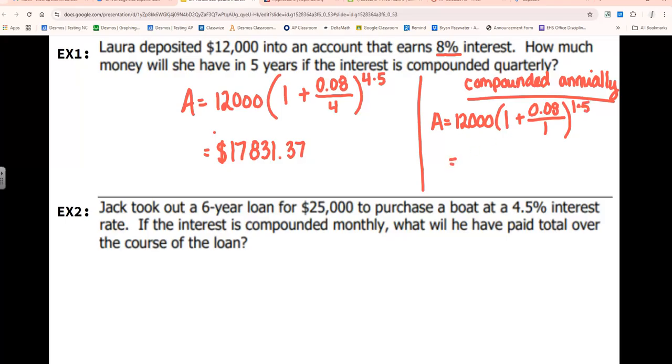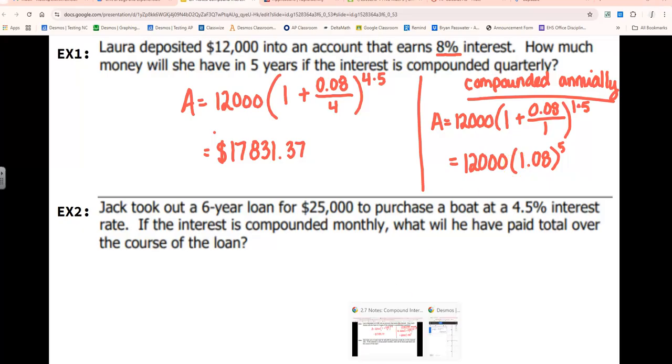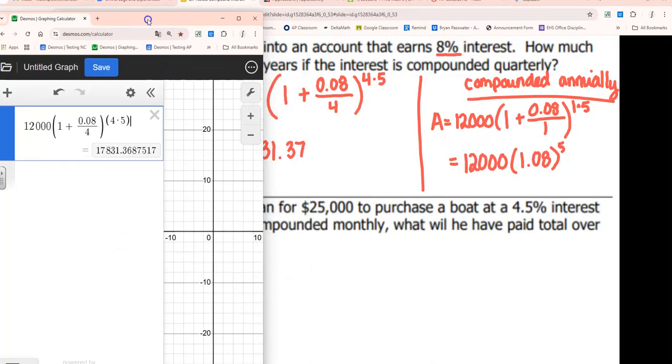Well, if you think about that, that really is just 12,000 times 1.08 to the 5th power. It's the same as doing what we were doing on those easier problems, right? So if it's compounded annually, you don't necessarily have to use this formula. You could, and it will still give you the right answer. Let's see what number we get for that, just out of curiosity.